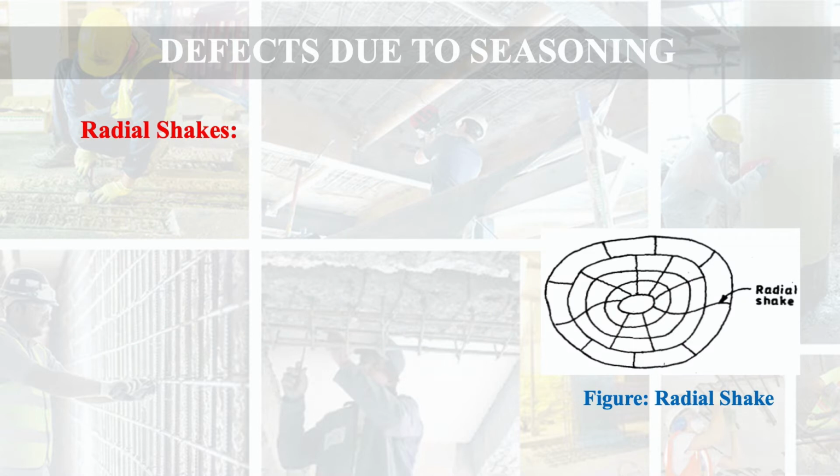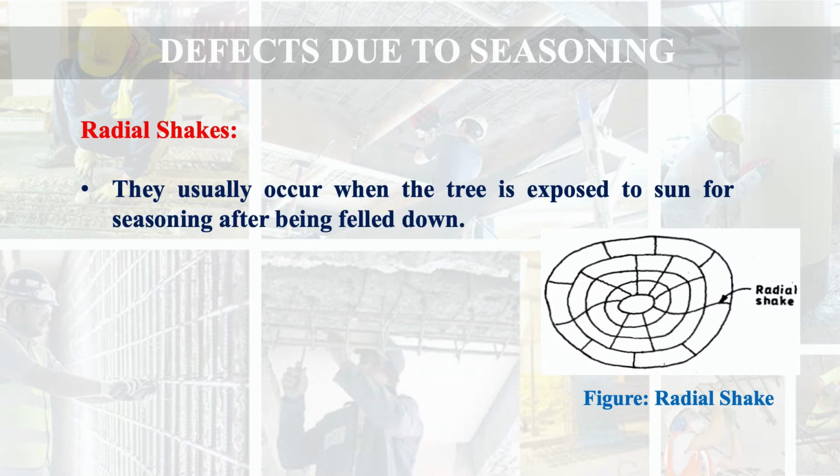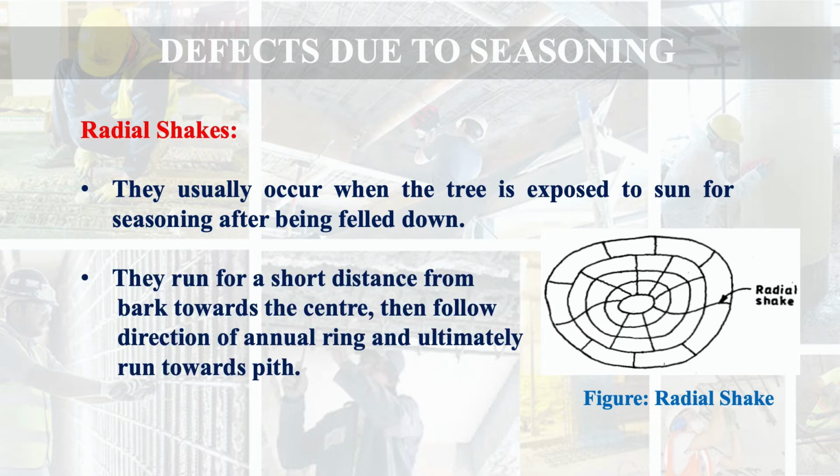Next is radial shakes. These shakes usually occur when the tree is exposed to sun for seasoning after being felled down. They run for a short distance from bark towards the center and then follow the direction of annual rings and ultimately run towards pith. So in this figure you can see the radial shakes.